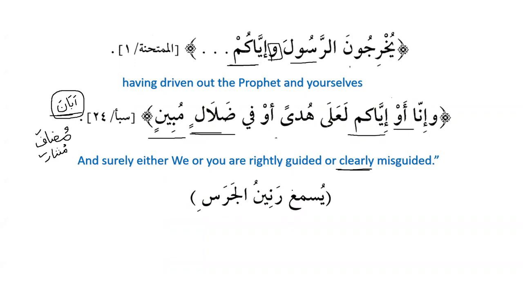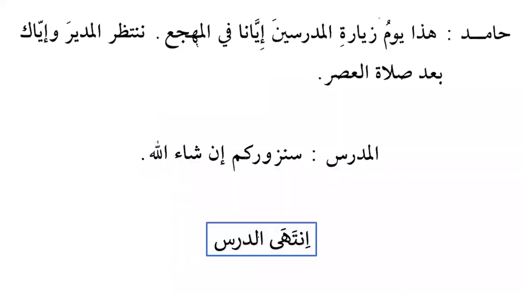Yusma'u raninul jarasi. Yusma'u is what? It is passive. Passive of the past or the present? Present. Sami'a yasma'u and sumiya yusma'u. The ringing of the bell is heard. Ranin, as we say, ranna yarinnu. Ranin is masdar, and that's why it is translated as the ringing. Yusma'u raninul jarasi. The ringing of the bell is heard.